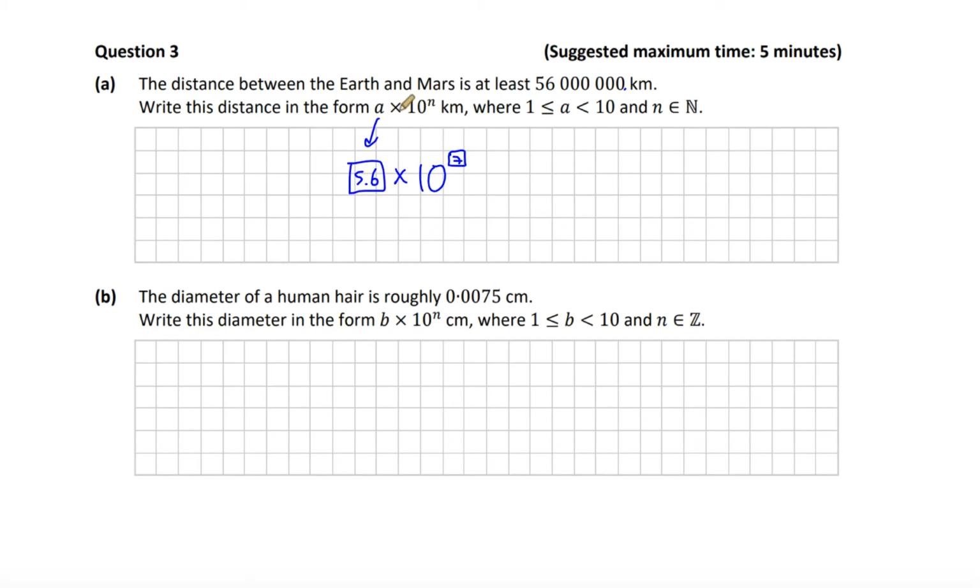Part B. Standard form is used for writing very big numbers or very small numbers. So here we have a very big number. Here in part B, it says the diameter of a human hair is roughly 0.0075 centimeters this time. So this is a small number, for the diameter of a human hair is obviously going to be small. Write this diameter in the form b times 10 to the power of n centimeters, where again b is between 1 and 10, and n this time is an element of the set of integers. So n can be positive or negative. That's actually a little clue there.